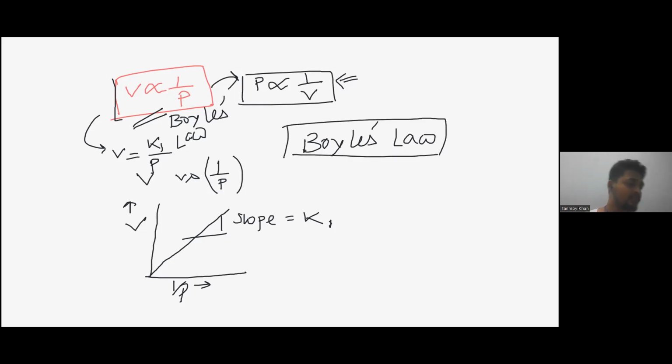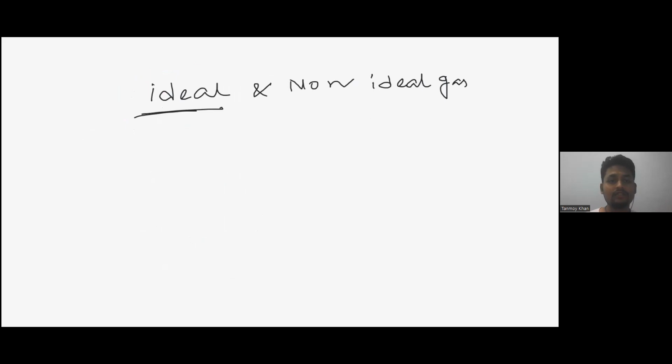Right? Now let me take one more example. You heard about ideal gas and non-ideal gas? Like Boyle's law and Charles' law combined give us the ideal gas law. And there is non-ideal gas as well. The famous non-ideal gas equation is called the Van der Waals equation.